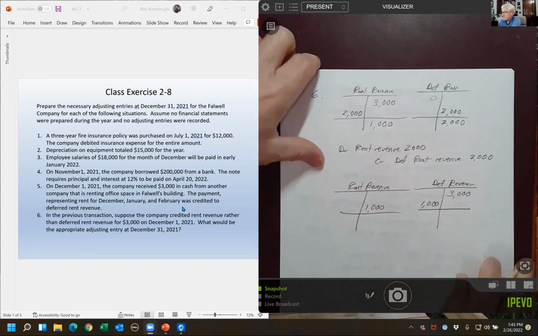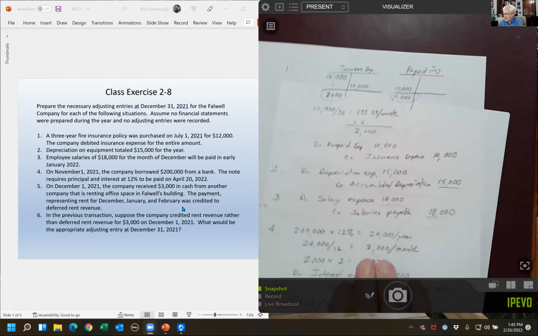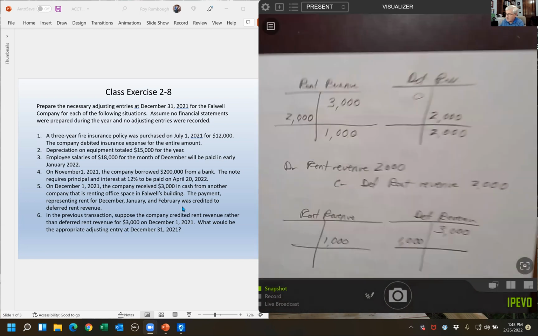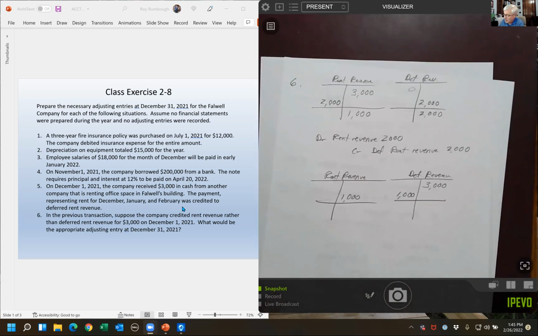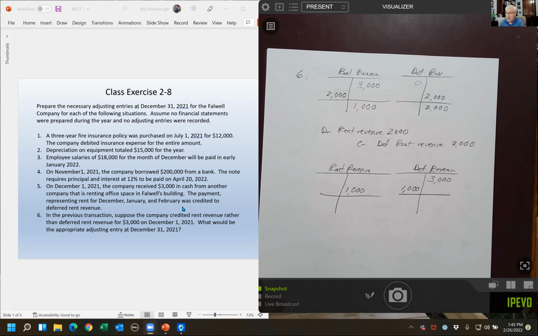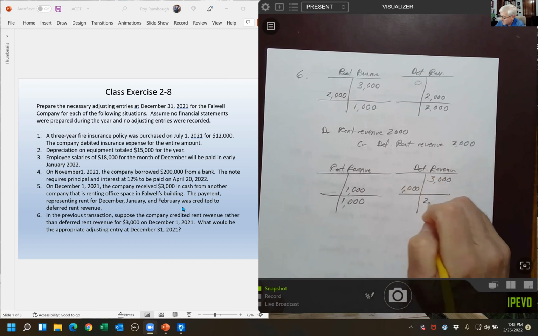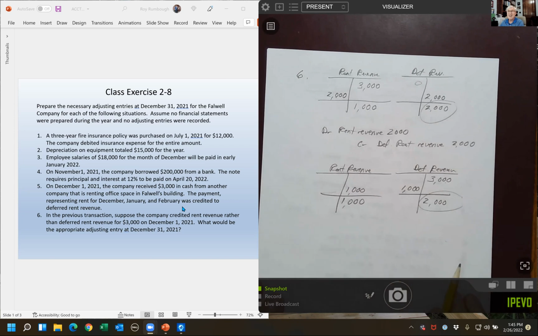If we go back, I did this problem right there. Number 5, we debited deferred revenue for 1,000, credited rent revenue for 1,000. Now let's go add up our debits and credits. So rent revenue, we only have $1,000 credit. Here we have 3,000 minus 1,000, 2,000. Exactly, we end up in exactly the same place.